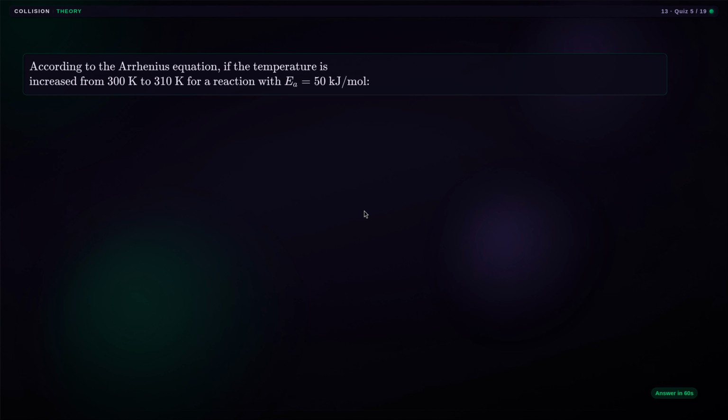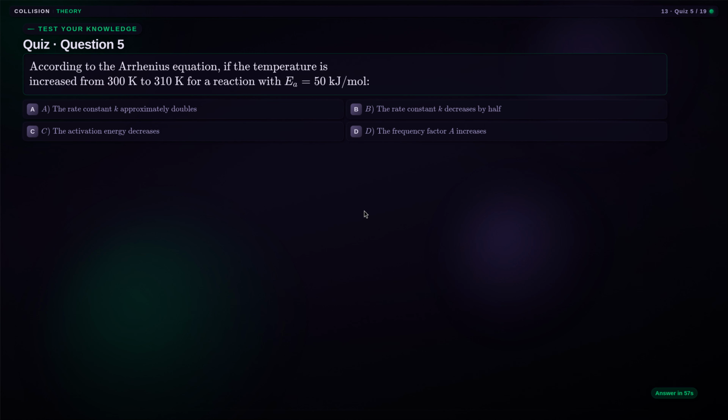Quiz question 5. According to the Arrhenius equation, if the temperature is increased from 300 Kelvin to 310 Kelvin for a reaction with activation energy of 50 kilojoules per mole, what happens?